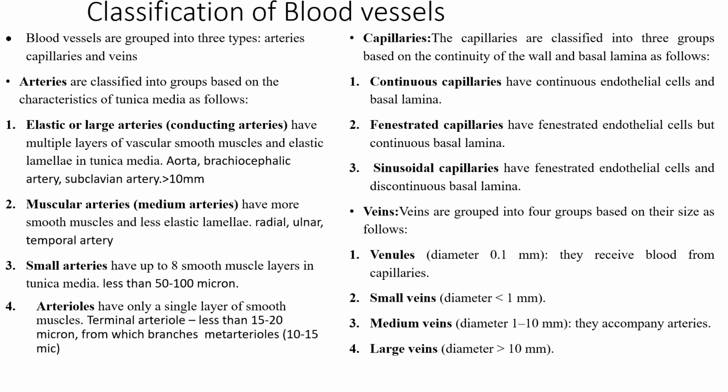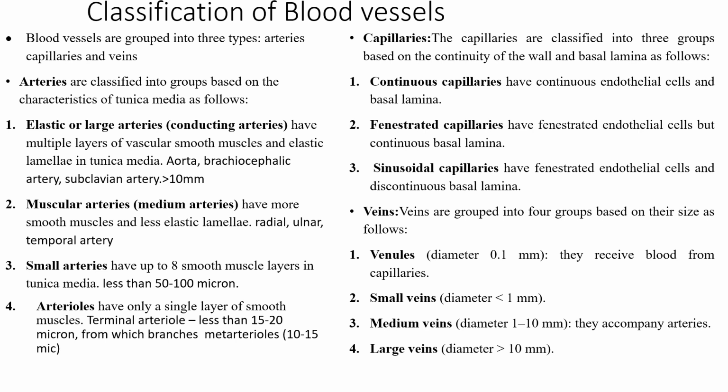The second type of blood vessel is capillaries. So the capillaries are classified into three groups based on the continuity of endothelial cells and continuity of basal lamina. So the first variety is continuous capillary. Here the endothelial cells as well as the basal lamina are continuous and the endothelial cells are connected by tight junctions. Second variety is fenestrated capillaries. So they have fenestrated endothelial cells, but the basal lamina is continuous. And in the sinusoids, the endothelial cells are fenestrated and the basal lamina is also discontinuous.